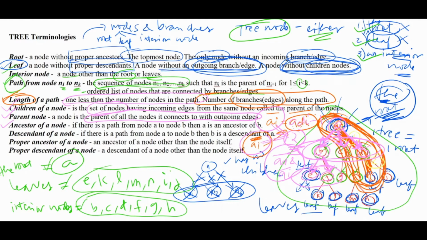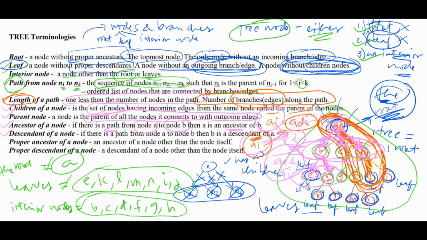Next term is ancestor of a node. What is ancestor of a node? Ancestor of a node is defined as: if there is a path from node A to node B, then A is an ancestor of B. So again, an ancestor of a node is defined as when there exists a path from the first node to the second node, then the first node is an ancestor of the second node.